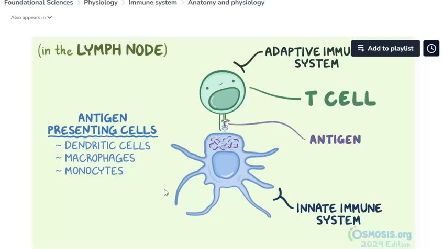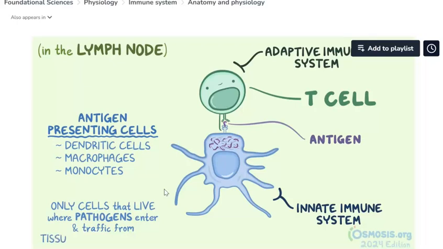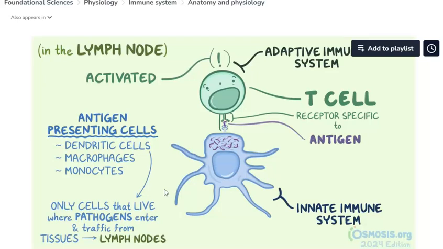Dendritic cells are the best at this process because they are the only cells that live where pathogens enter, through the epithelial like skin, gut, and airways. And they are the only cells that can traffic from these tissues to lymph nodes, where T cells circulate. Now, only T cells with a receptor that can bind to the specific shape of the antigen will be activated, and that's called priming.